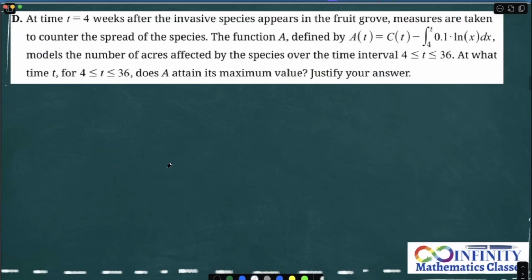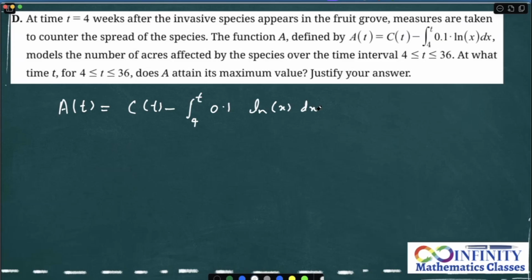Now, the next question is at time t equals 4 weeks after the invasive species appears in the fruit crop, measures are taken to counter the spread of the species. The function A is defined like this. It is going to be C(t). If you wish, you can plug the value of C(t). The integral from 4 to t of 0.1 ln x dx. This is the situation given to you, and this models the number of acres affected by the species over the time interval from 4 to 36.